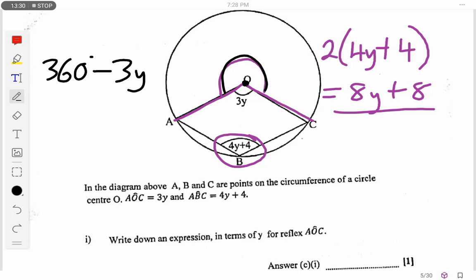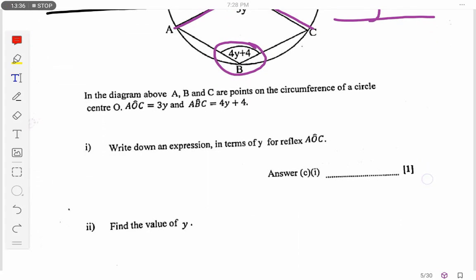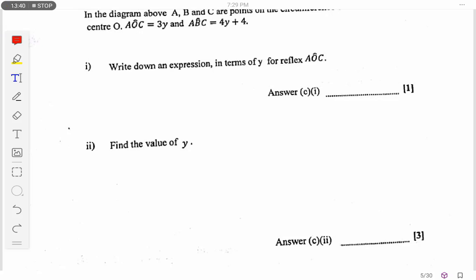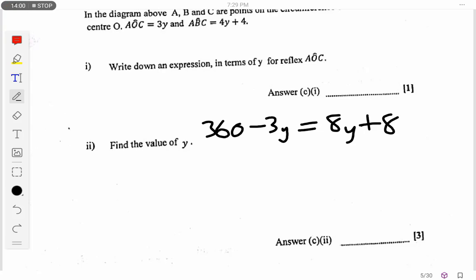So this will be another formula, this one. So either of these, in terms of y, will be correct. Now we are asked, find the value of y. For us to find the value of y, those two methods will give us the same answer. So we can equate those two expressions and say 360 minus 3y is going to be equal to 8y plus 8. Then we solve.